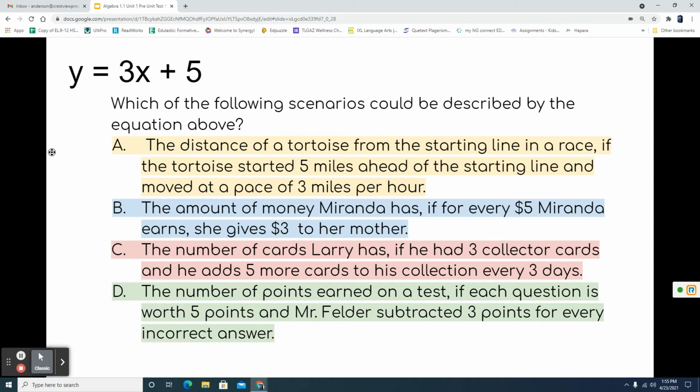So what say you? Y equals 3x plus 5, A, B, C, or D? A, our correct answer is A.